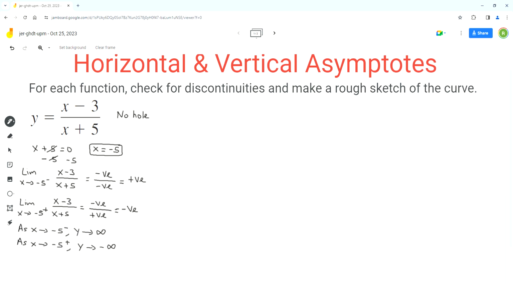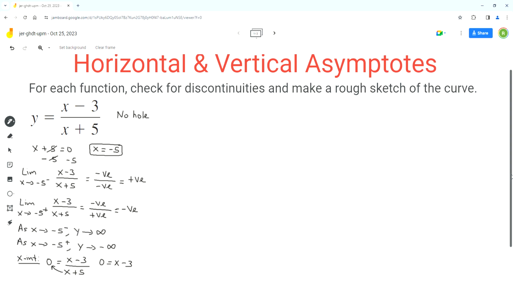Now we can check for intercepts. We have to check for x and y intercepts. Let's start with the x-intercept. For the x-intercept, we can sub in y as 0 in the given function. So we get 0 equals x minus 3 over x plus 5. Now we have to solve for x, so we can cross multiply the denominator. So 0 times x plus 5 will be equal to 0. So we get 0 equals x minus 3.